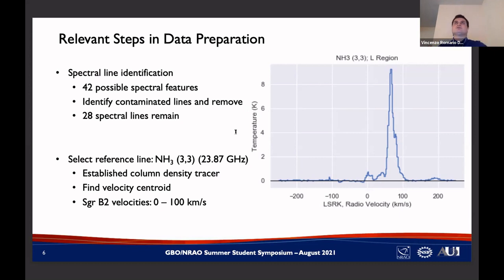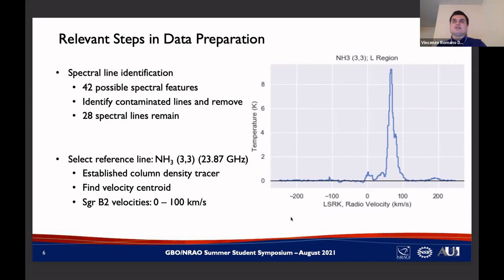And so how I want to characterize the gas is I want to compare each line to a reference source, so we can understand how each of the molecules compare against each other in the data set. The reference line I'm choosing is ammonia 3,3, as in the SWAG data set, it's the most established column density tracer.